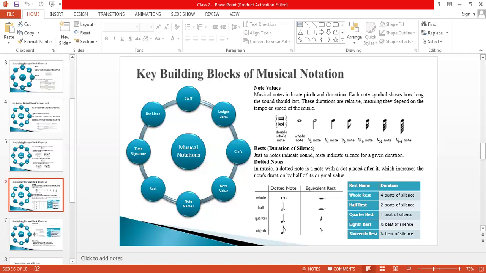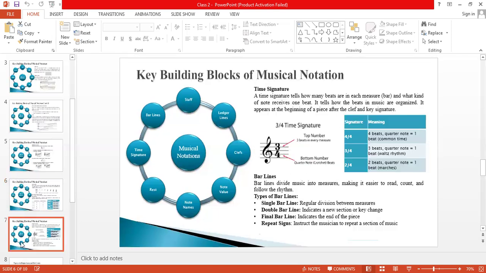So the whole rest is 4 beats of silence. Half rest is 2 beats of silence. We have the quarter rest as 1 beat of silence, the 8th rest as half a beat of silence, and the 16th rest as a quarter beat of silence. I know we are understanding every one of these concepts.